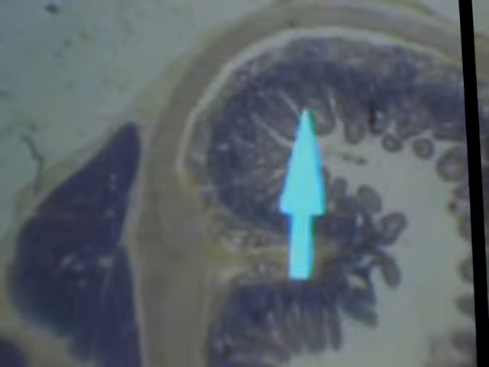So how do you tell if it's the jejunum? It doesn't have anything. All you're seeing is the villi. You're seeing nothing in the submucosa. So if you're not seeing Brunner's glands and you're not seeing Peyer's patches, we know it's the jejunum.